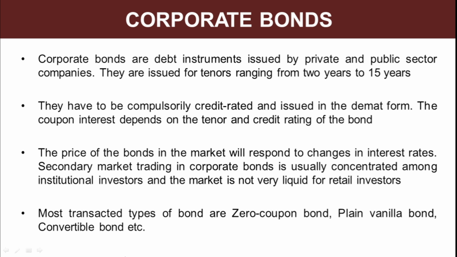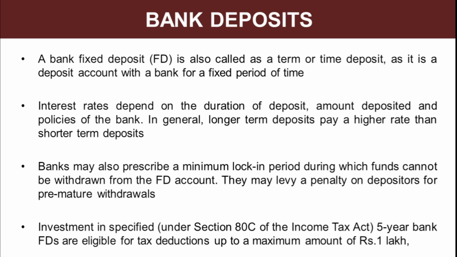Okay. Most transacted types of bond are zero coupon bond, plain vanilla bond, and convertible bond. You do not need to go so deep to understand all these bond forms because your module does not concentrate much upon fixed income instruments. I covered the small saving instruments in detail because that would be in focus for your exam. Let's come to the bank deposits.